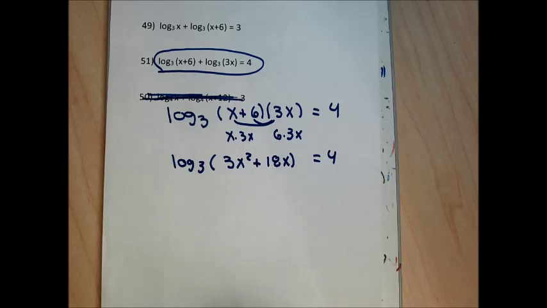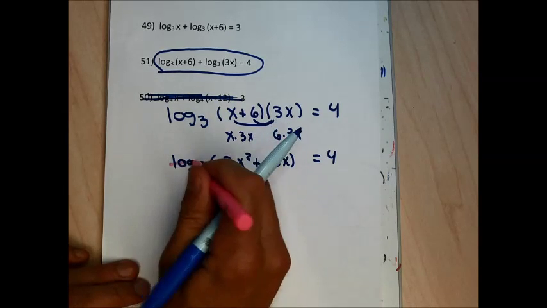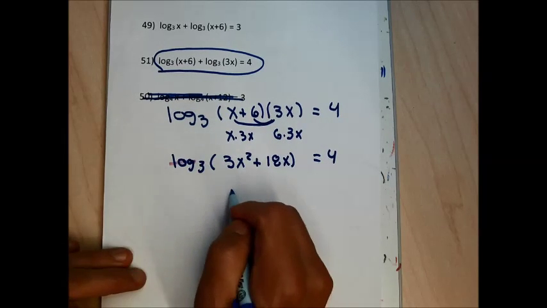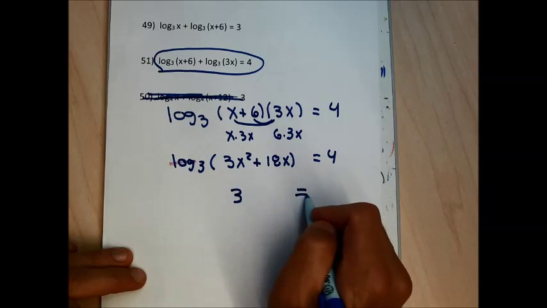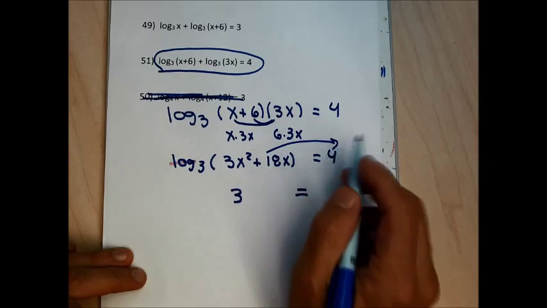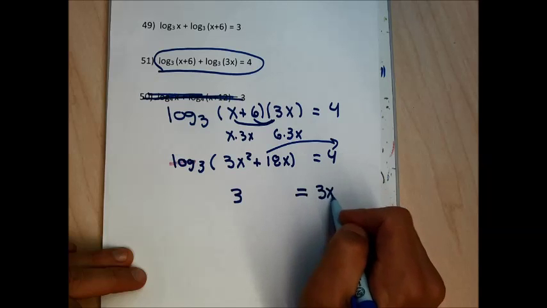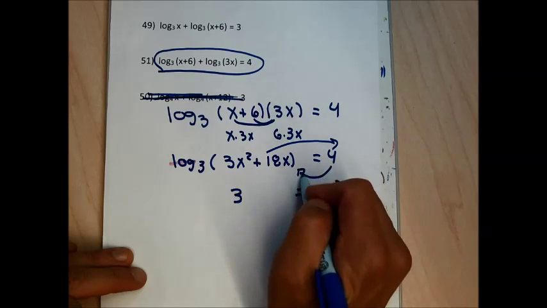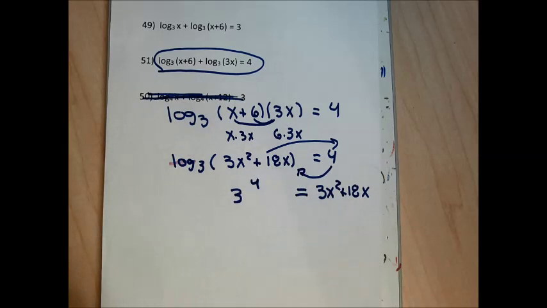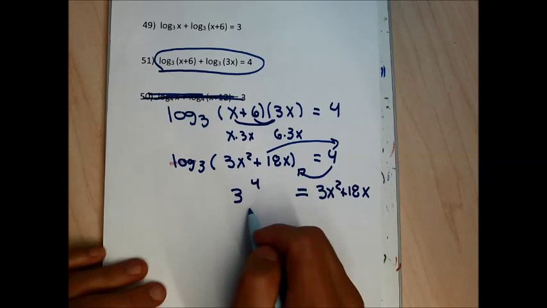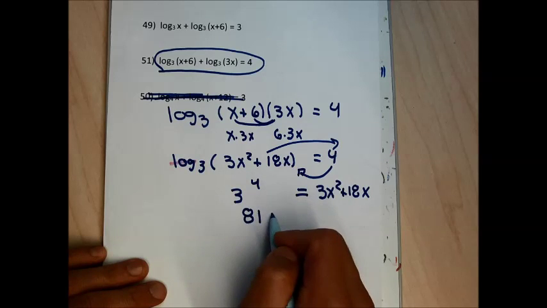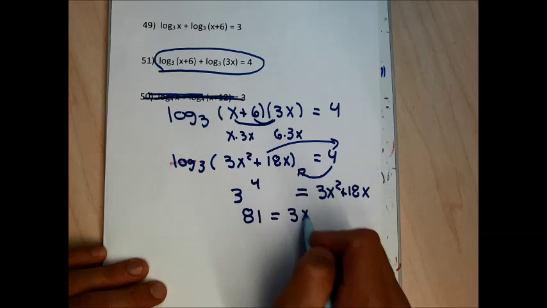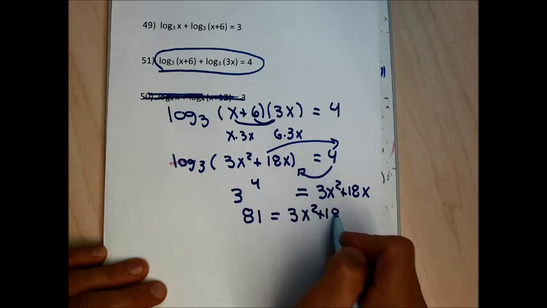And now in problem 51, I'm going to cross out the log. I'm going to leave the 3 on the left-hand side. I'm going to leave the equal sign in place. I'm going to move that 3x squared plus 18x to the right side and leave it at the same level as the 3. I'm going to move the 4 to the left side and make it an exponent. 3 to the 4th is 81. So this is going to give me 81 equals 3x squared plus 18x.